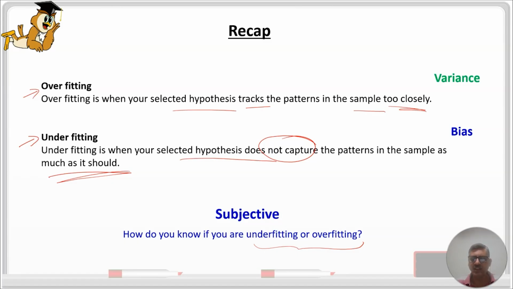That is something that we need to address. But I want to bring in overfitting and underfitting over here because they are related to variance and bias respectively.